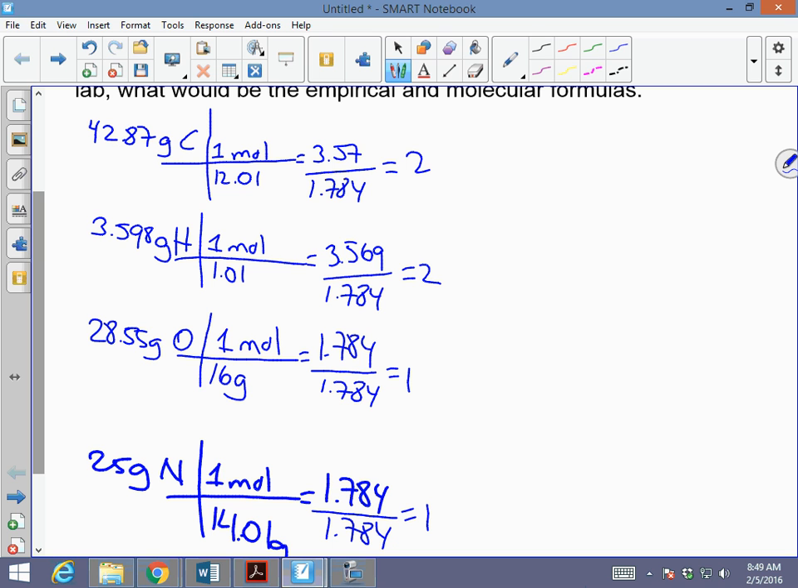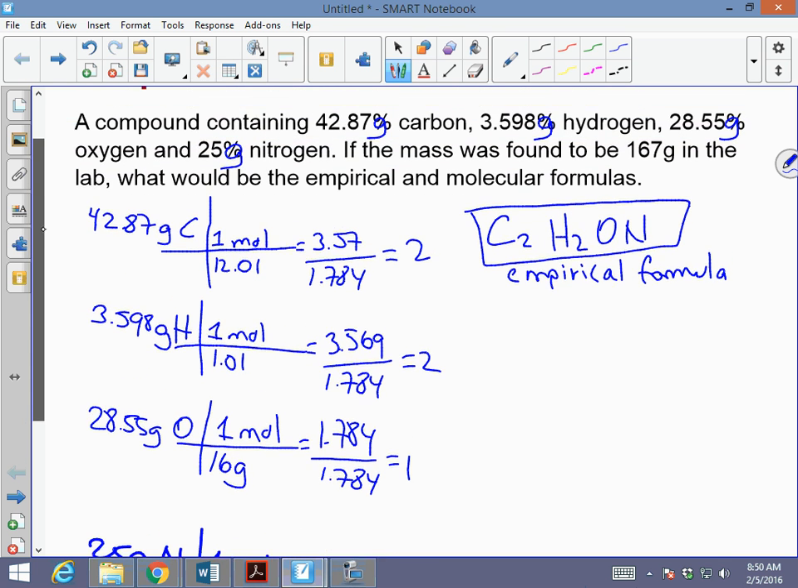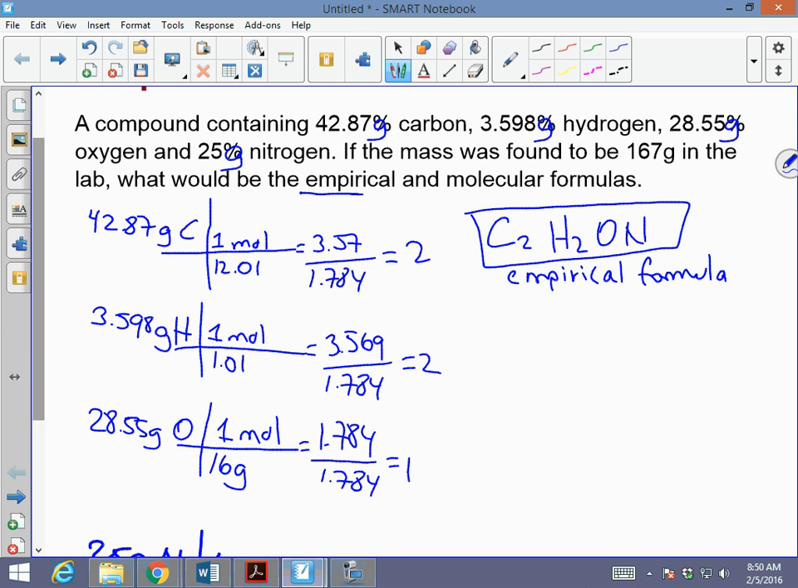Looking at the list of the elements from the CHON, I could find the empirical formula, and it is C2H2O1 and N1. This is your empirical formula. However, the question asks you to take it all the way to the molecular. So I just found one. Let's find the other one.